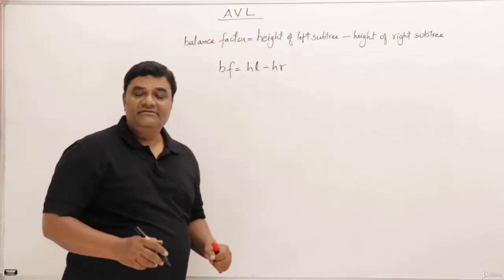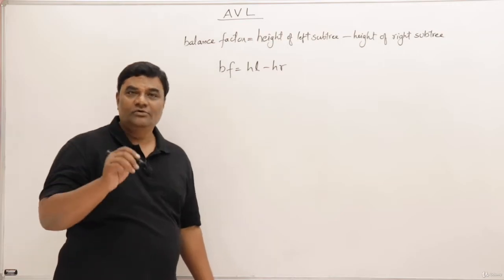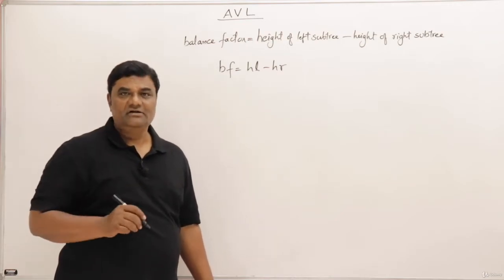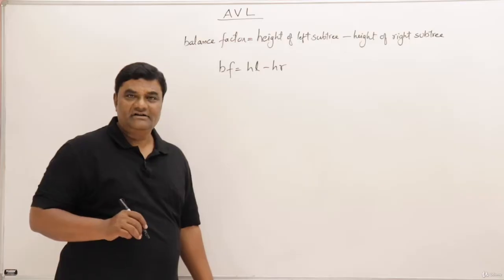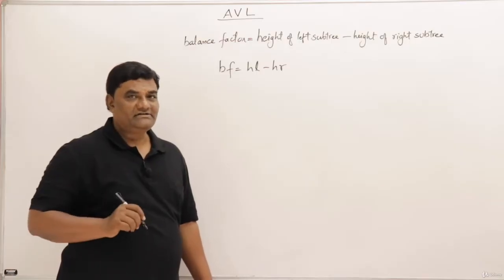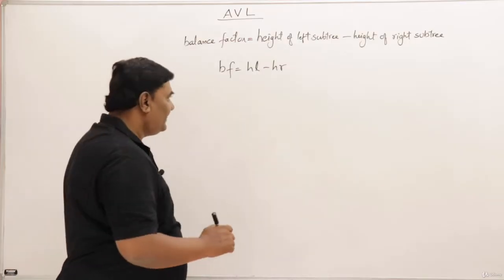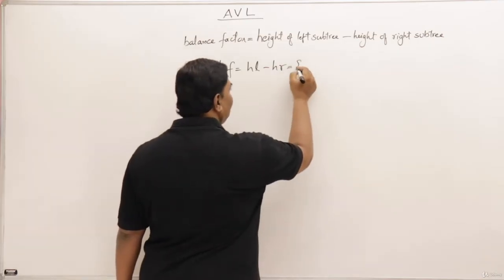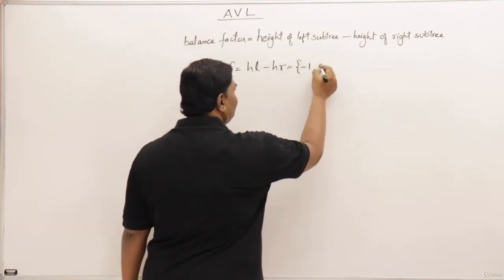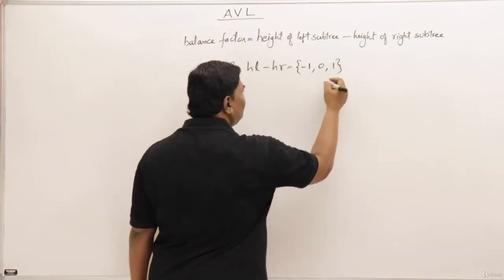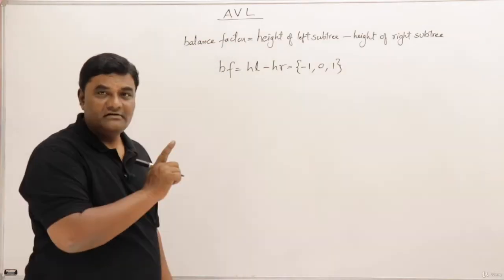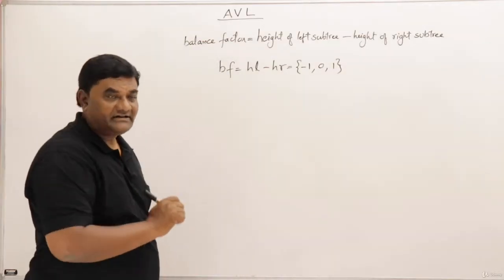So this balance factor we calculate on every node of a binary search tree, or now we will call it an AVL tree. On every node we calculate this. And the balance factor of every node must be either -1, 0 or 1. These are valid balance factors.